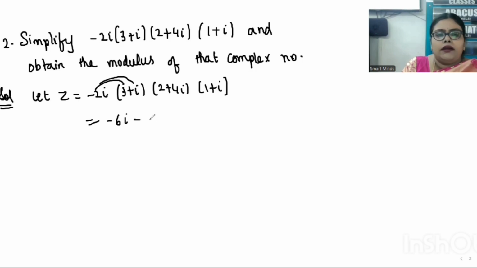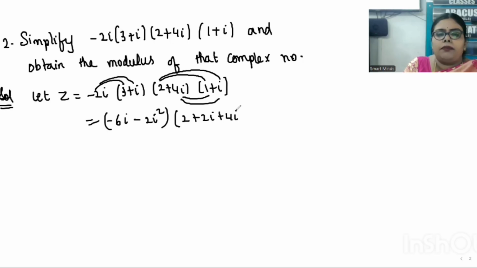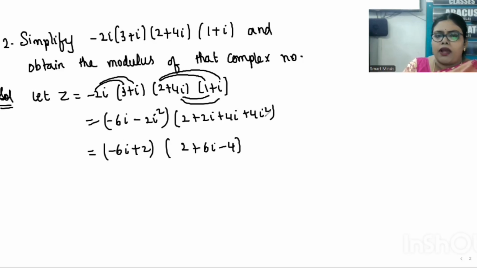Minus 6i minus 2i square, into, now multiply these two brackets: this into this, this into this. So 2 plus 2i plus 4i plus 4i square. So that is minus 6i plus 2, I took i square as minus 1. Now 2 plus 6i minus 4. So wherever you have i square, you take minus 1. That is minus 6i plus 2 into 6i minus 2.